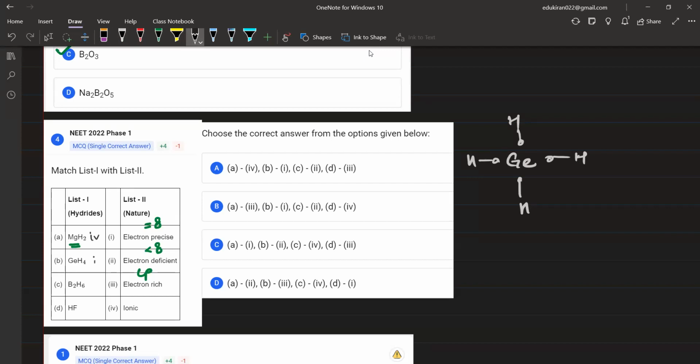Then we have B2H6. Boron hydride is going to be electron deficient. Why? Because each boron has 3 hydrogens, and 3 hydrogens means 6 electrons. 6 electrons means less than 8, that is, less than an octet. So this is going to be electron deficient.